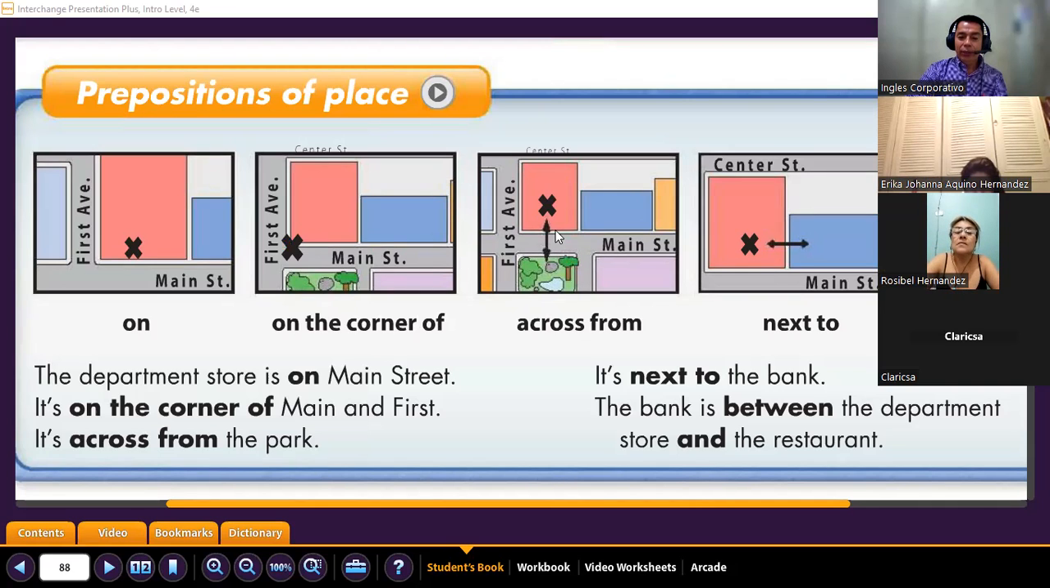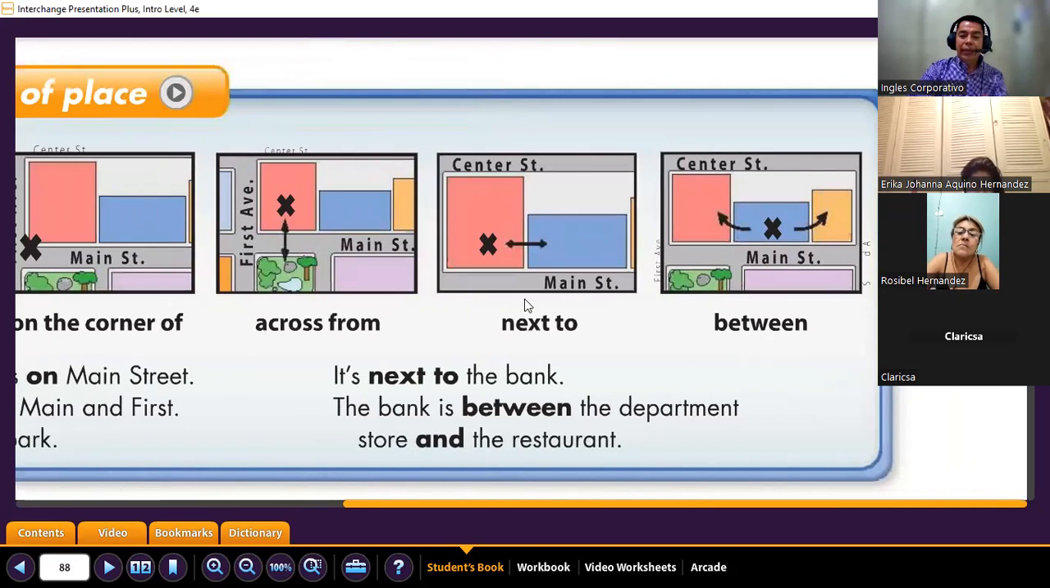Entre un lugar y el otro. Aquí está across from the park. ¿Ve? Y luego tenemos next to, que quiere decir a la par. Mire, aquí hay un pequeño como pasajito, creo que es, ¿ve? Pero están a la par, ¿sí? Y between quiere decir en medio de ambos, ¿sí?